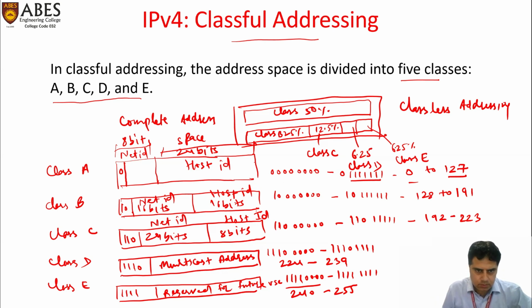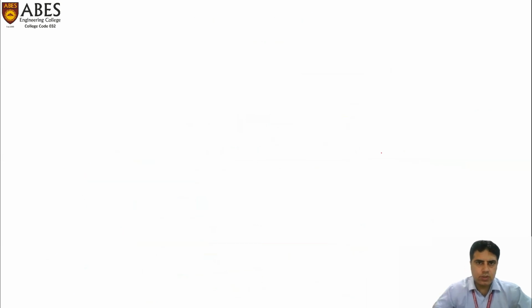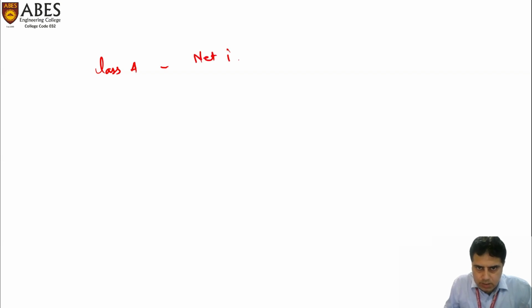So by this technique, we can calculate the range of class A, class B, class C, class D, and class E. To assign an IP, we use class A, class B, and class C. Class D is used for multicast addressing, and class E is reserved for future use. So on the basis of the ranges, for class A addresses, the network ID is of 8 bits and host ID is of 24 bits.